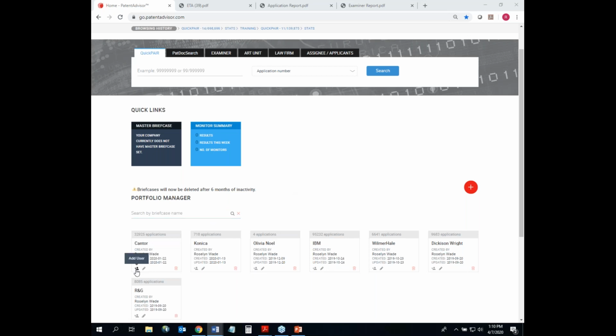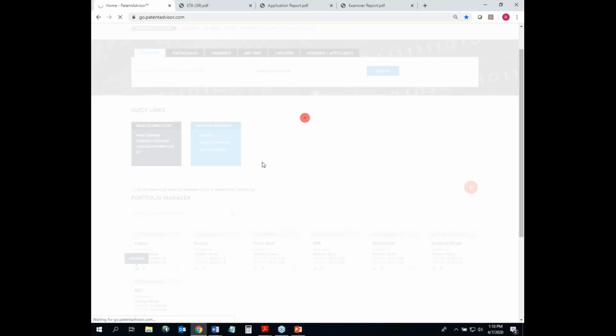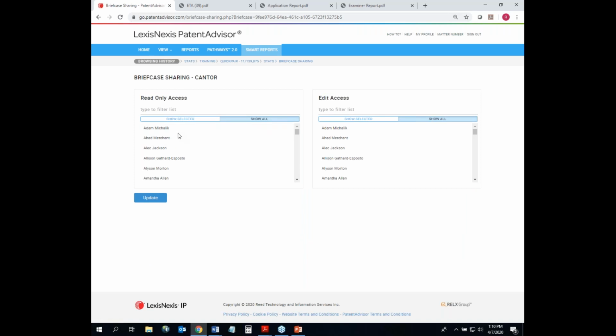So the easiest way to share your briefcases is right here. Your briefcases live in your home tab, but right here, add user. You can click on that, and then you have the option to add your users here. So you can give them either read-only access or you can give them edit access. The difference is with read-only, when you share that briefcase, they can see everything in that briefcase, but they cannot change the data that's in that briefcase.